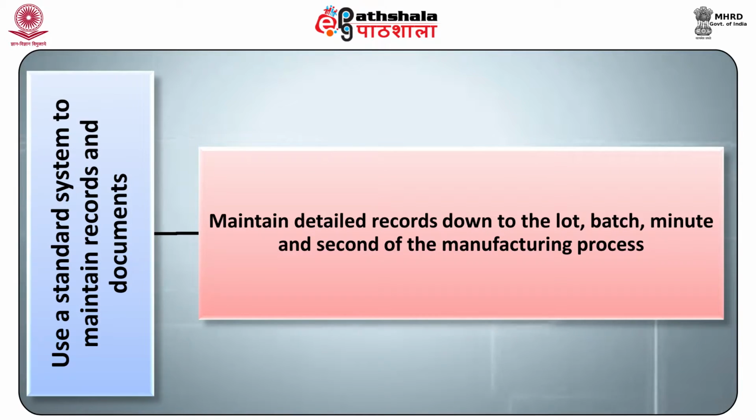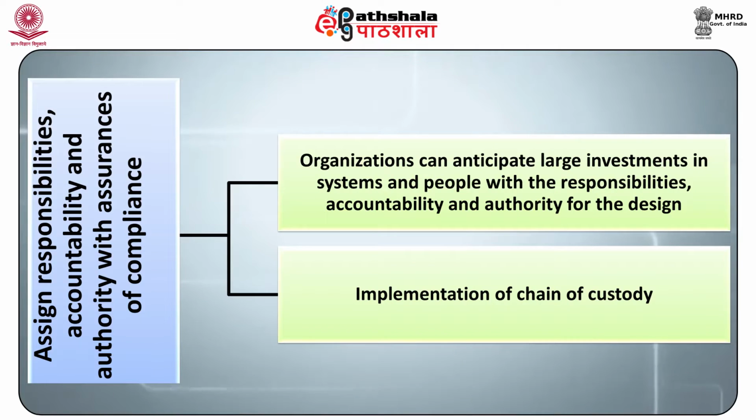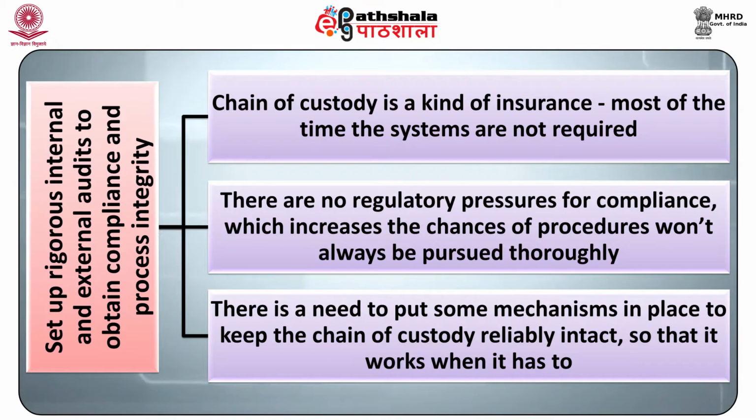Now, step 3, use a standard system to maintain records and documents. In this, maintain detailed records down to the lot, batch, minute, and second of the manufacturing process. Now, step 4, assign responsibilities, accountability, and authority with assurance of compliance. In this, organizations can anticipate large investments in a system, and people with the responsibilities, accountabilities, and authority for the design. Second point, the implementation of chain of custody. Now, step 5, set up rigorous internal and external audits to obtain compliance and process integrity. In this, the first point is, the chain of custody is a kind of insurance.